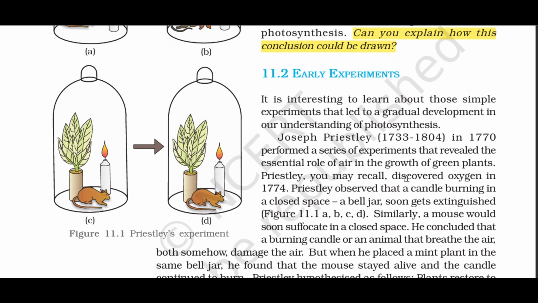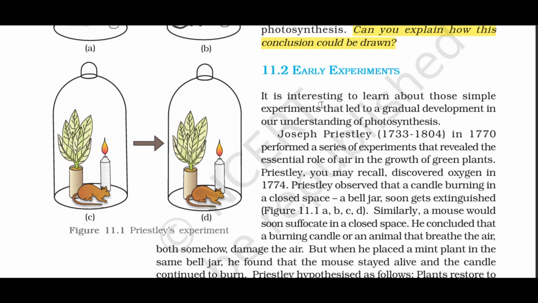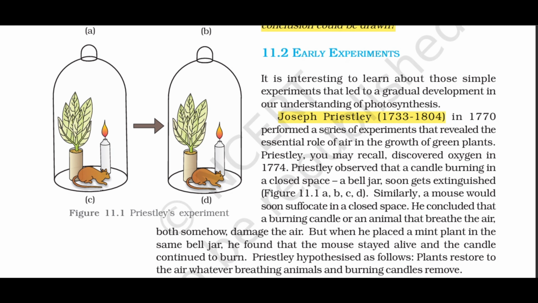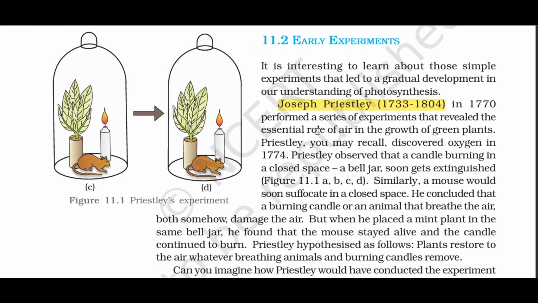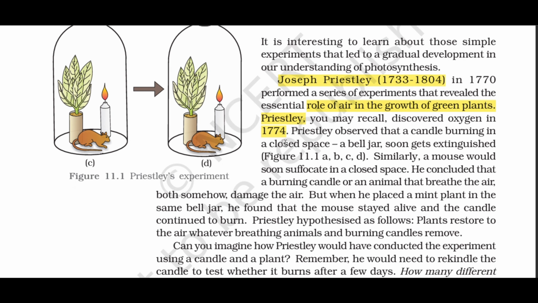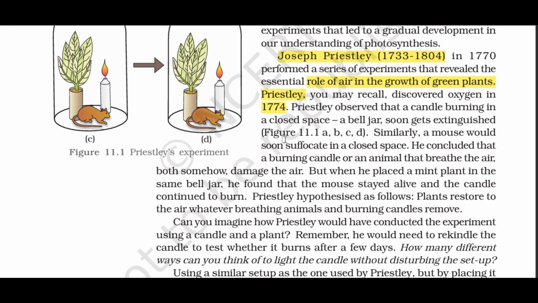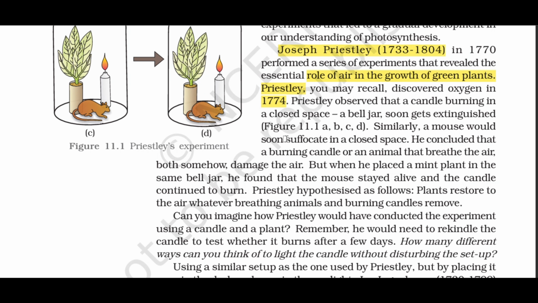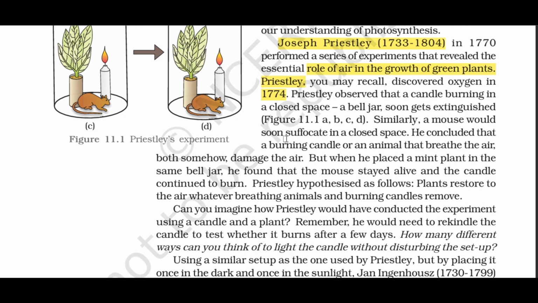Early experiments. It is interesting to learn about those simple experiments that led to a gradual development in our understanding of photosynthesis. Joseph Priestley, 1733–1804, in 1770 performed a series of experiments that revealed the essential role of air in the growth of green plants. Priestley, you may recall, discovered oxygen in 1774. Priestley observed that a candle burning in a closed space, a bell jar, soon gets extinguished, figure 11.1 a, b, c, d. Similarly, a mouse would soon suffocate in a closed space.